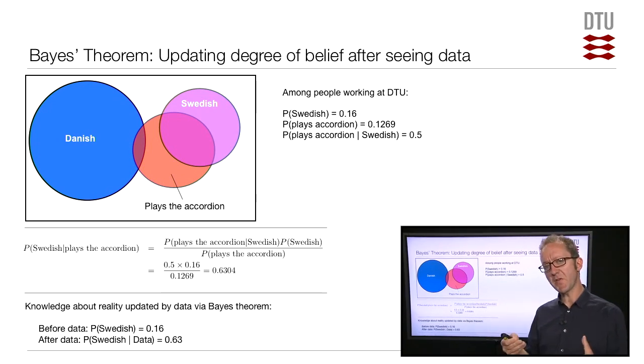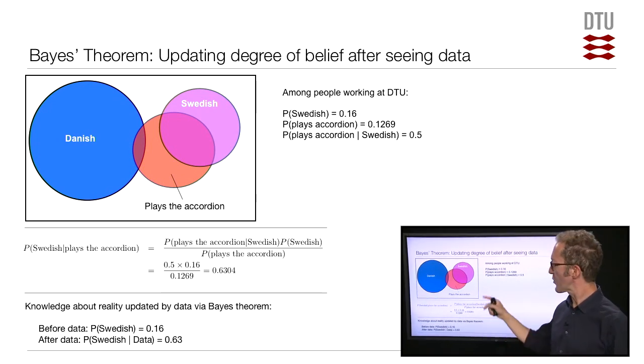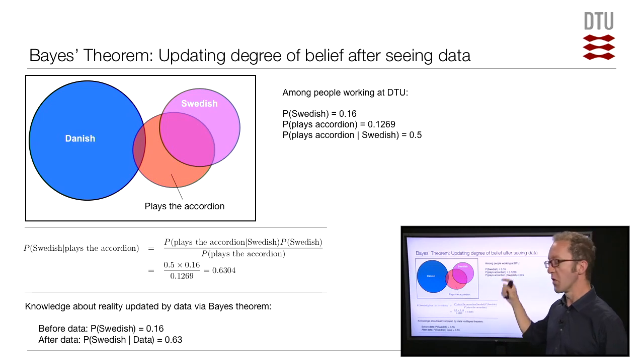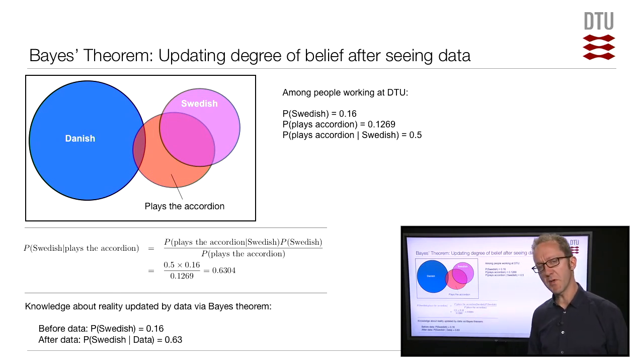So Bayes' theorem, I'll remind you, allows us to compute the inverse conditional probability in this case. So if you know the probability of A given B, you can compute the probability of B given A. So in this example, if we know the probability that you play the accordion given that you're Swedish, we can use Bayes' theorem to compute the probability that you're Swedish given that you play the accordion. We simply plug it into the formula I showed you on the previous slides, and we get this result.